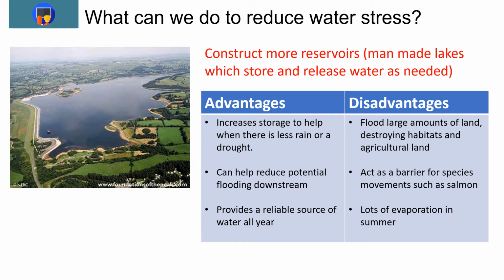Disadvantages of building more reservoirs. They end up flooding large areas of land, which destroys habitats and agricultural land which would be used for farming. They act as a barrier for species movements like salmon, because you're often diverting rivers and so on to allow the reservoirs to stay filled. There's lots of evaporation in the summer, which is another disadvantage.